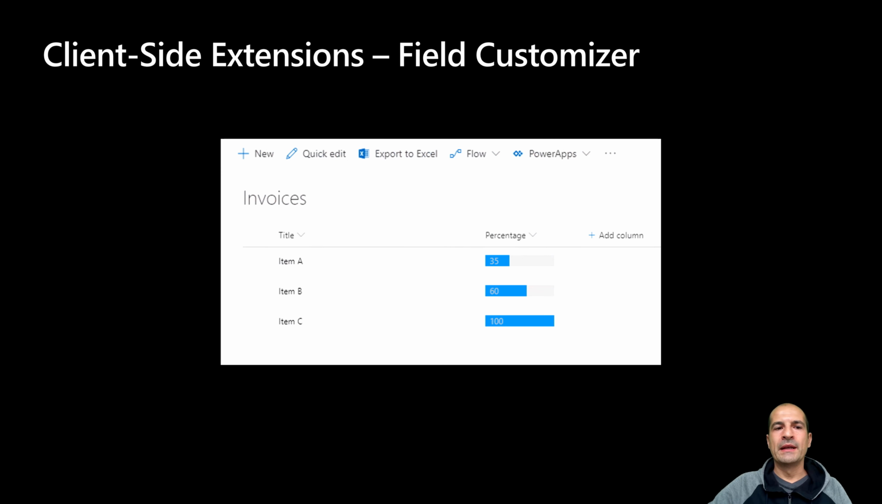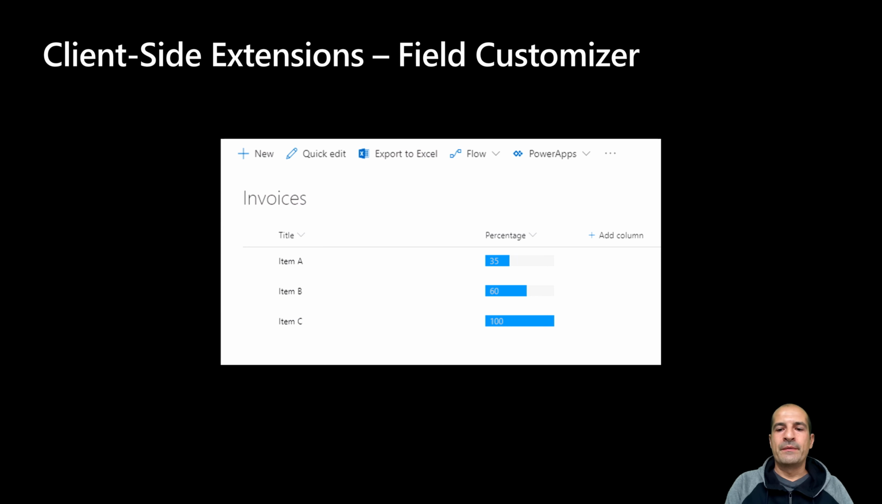We have now the last of the SharePoint Framework extensions, which is the field customizer, and this allows you to render a column by providing your look and feel. So you can provide your component. In this case we have the percentage column, and we have this progress bar rendered. This is a SharePoint Framework field customizer.